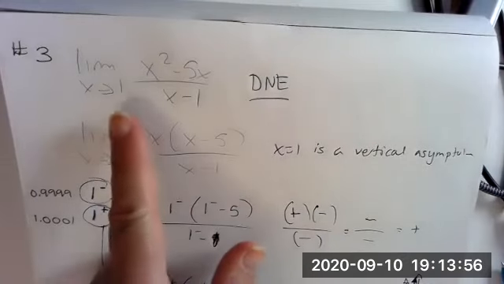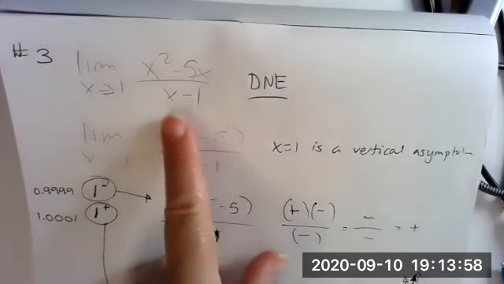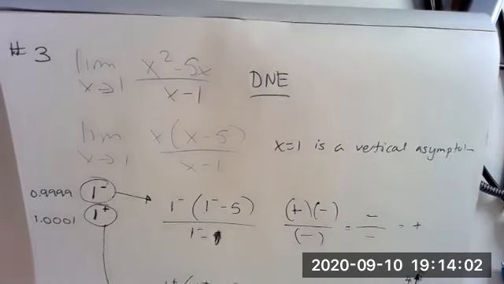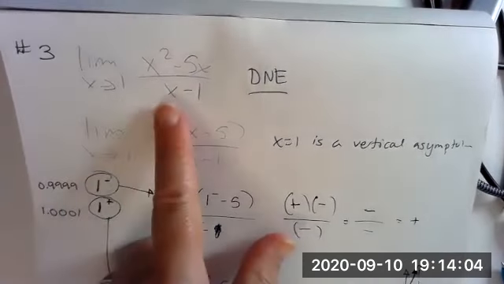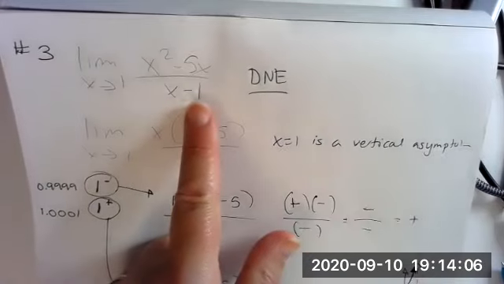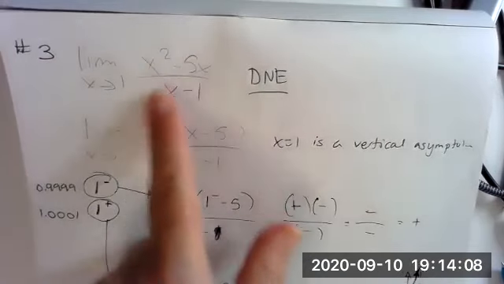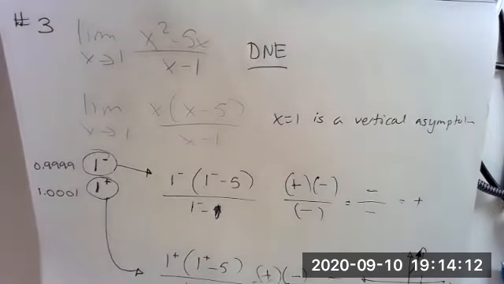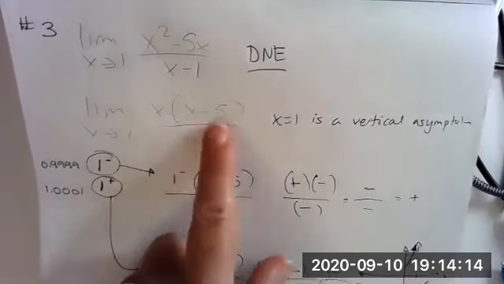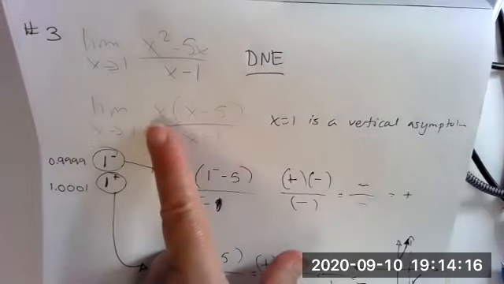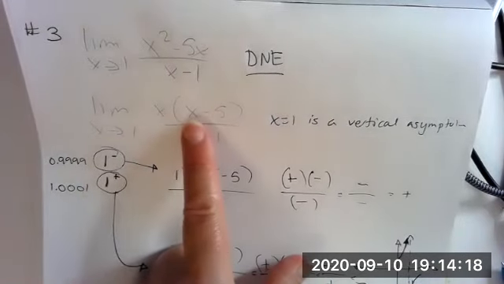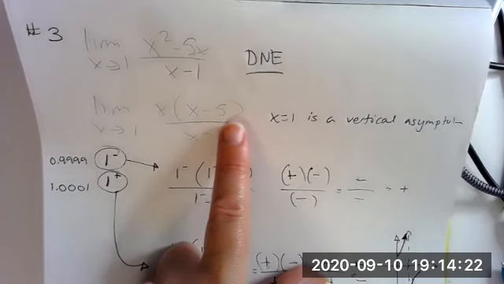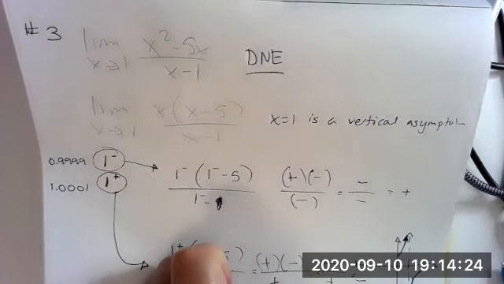So the limit as x approaches 1 of x squared minus 5x divided by x minus 1. Okay, so when we substitute 1 in for x, we get a 0 denominator. So we know that we need to do something else to find the limit. What we talked about yesterday was to try and factor. So we factor, there's the greatest common factor of x in the numerator. x times (x minus 5) is the factorization of that expression in the numerator.